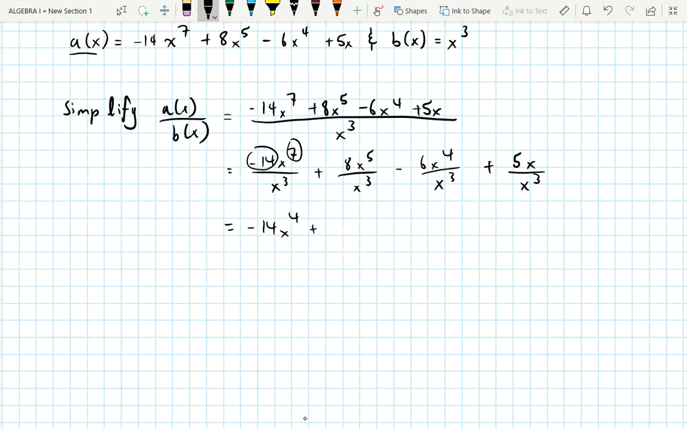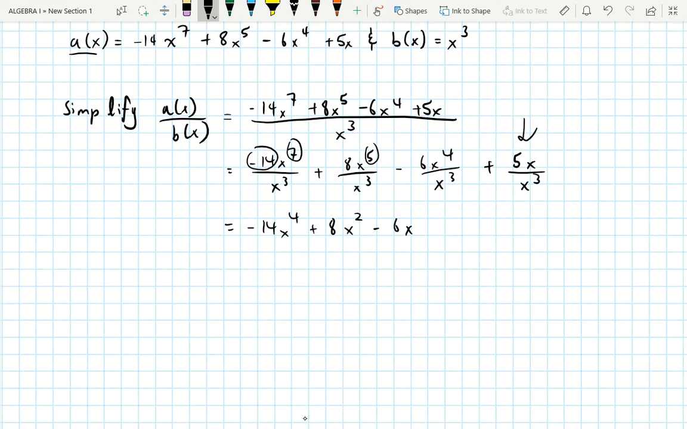And then over here, same process. Bigger number is 5, smaller number is 3. So I'm going to have 8x squared minus 6x, since 4 minus 3 is 1. And over here, 5x over x cubed.